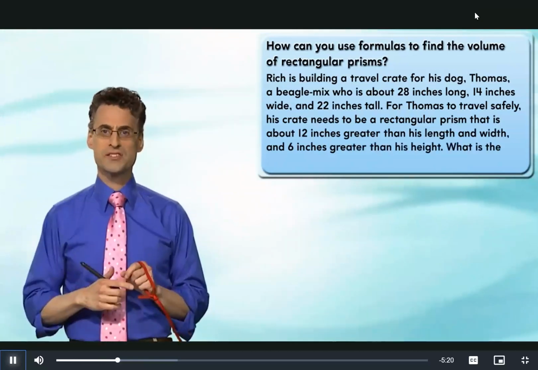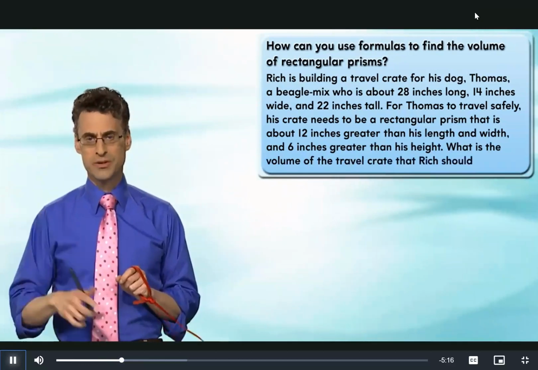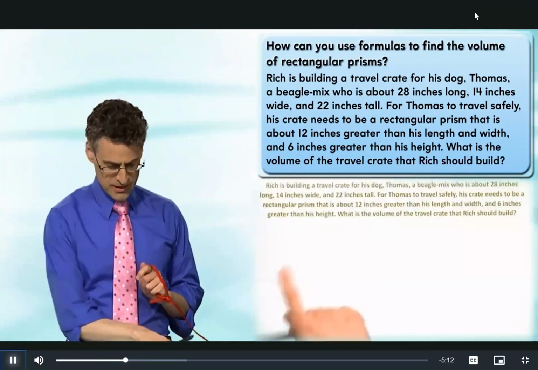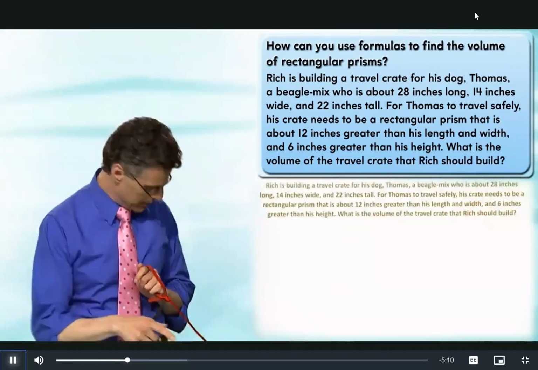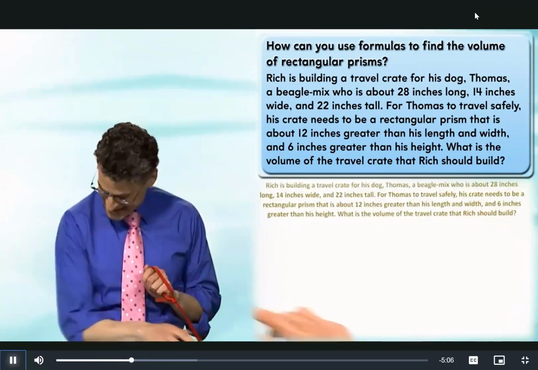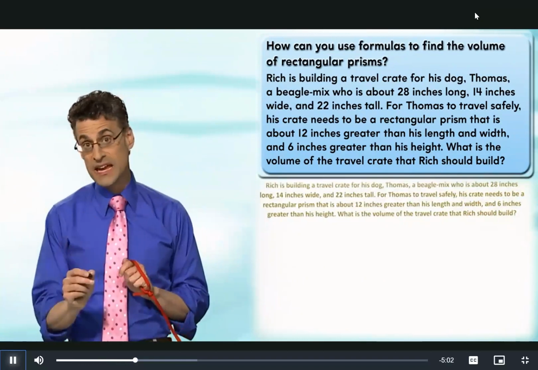Here's the question for us. What is the volume of the travel crate that Rich should build for Thomas? Okay, well, let's think about this. I think the thing to do here is to take a look at the question and read it carefully. Do you want to read it carefully? Yes, I know you do. Now, let's take a look, for example, at what the length of the crate should be.